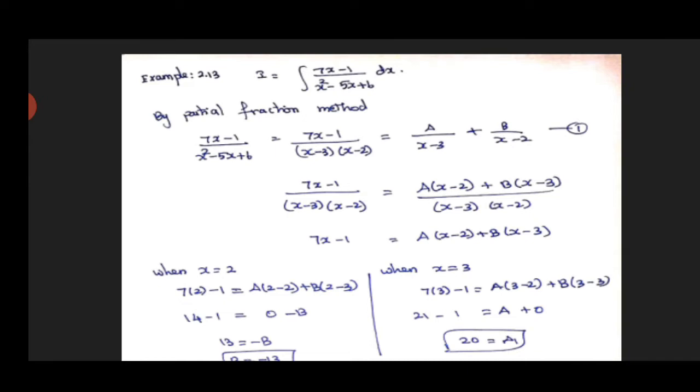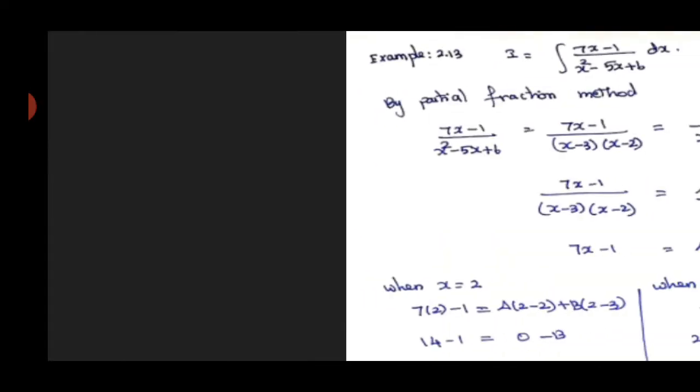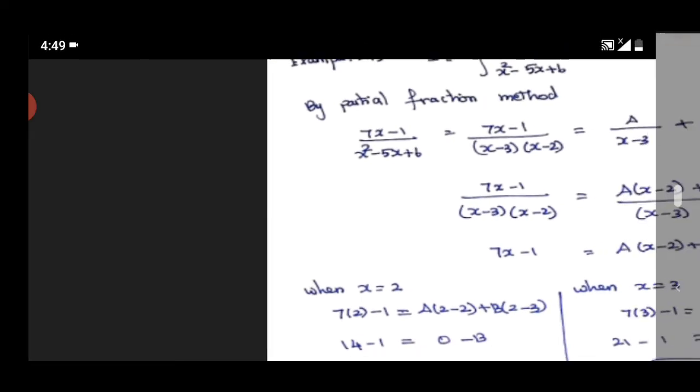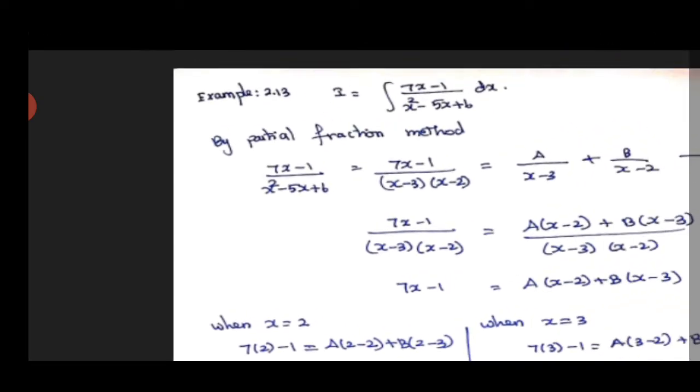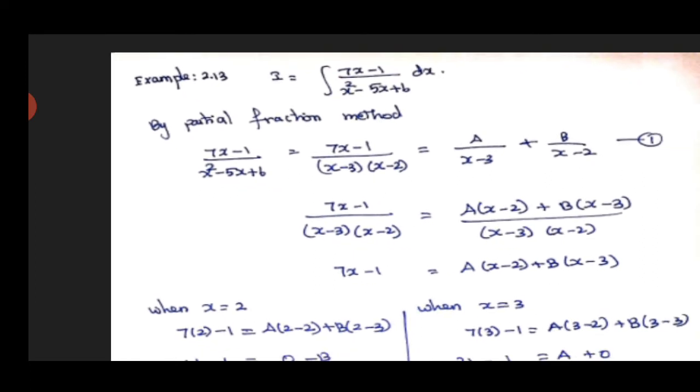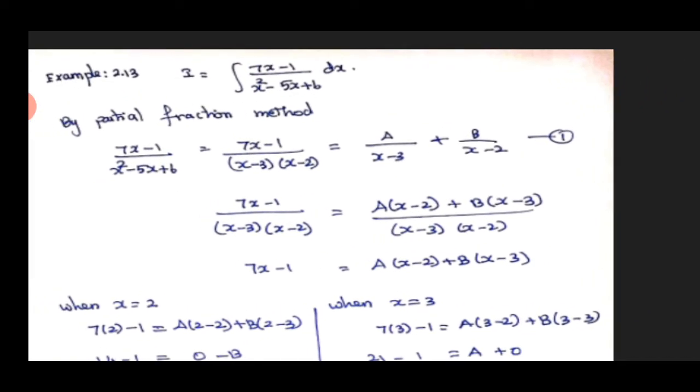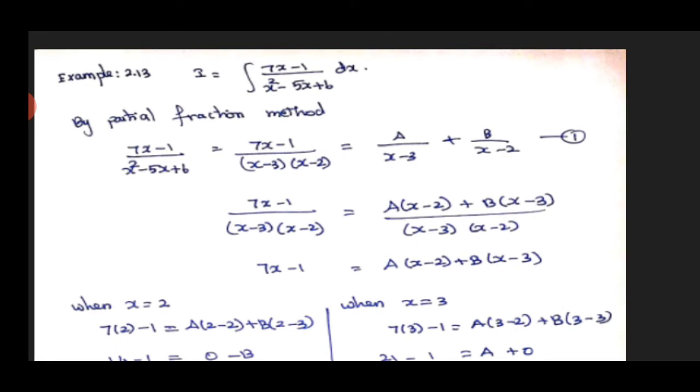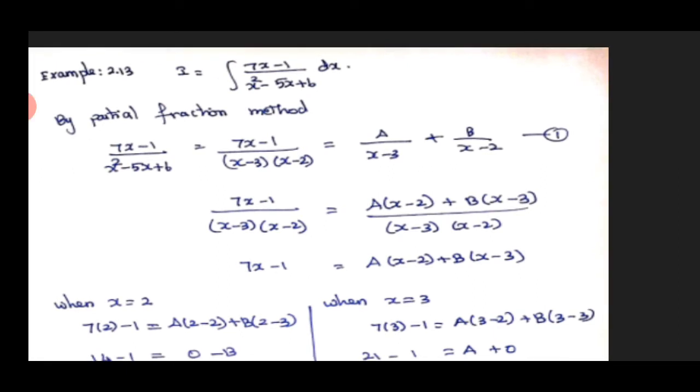So by using the partial fractions concept, 7x minus 1 by x square minus 5x plus 6, that I take. Then the denominator x square minus 5x plus 6, I'm factorizing, so I get (x minus 3) into (x minus 2). So we have (7x minus 1) by (x minus 3) into (x minus 2). Why are we factorizing? Because when you do the partial fraction, you have to do it only for linear polynomials. So even though you have a quadratic polynomial in the denominator, split it into two linear polynomials. So (x minus 3) into (x minus 2).